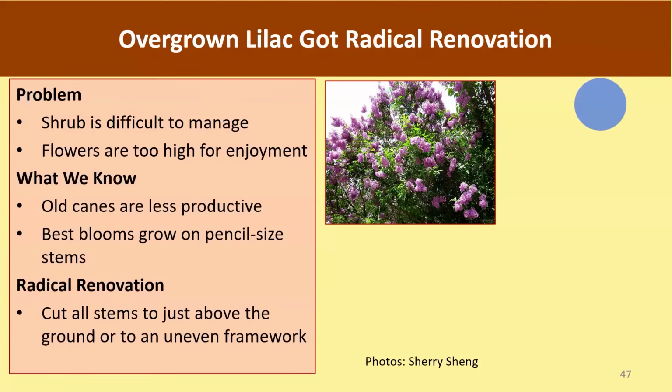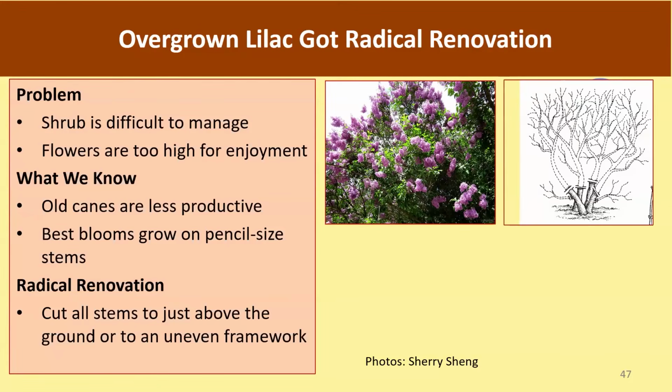So what do we know? The old canes are less productive in flower production. The best blooms grow on pencil-sized stems. So what do we do? We can use radical renovation, which is to cut all the stems to just above the ground or to an uneven framework. And here is an illustration showing what I'm talking about.